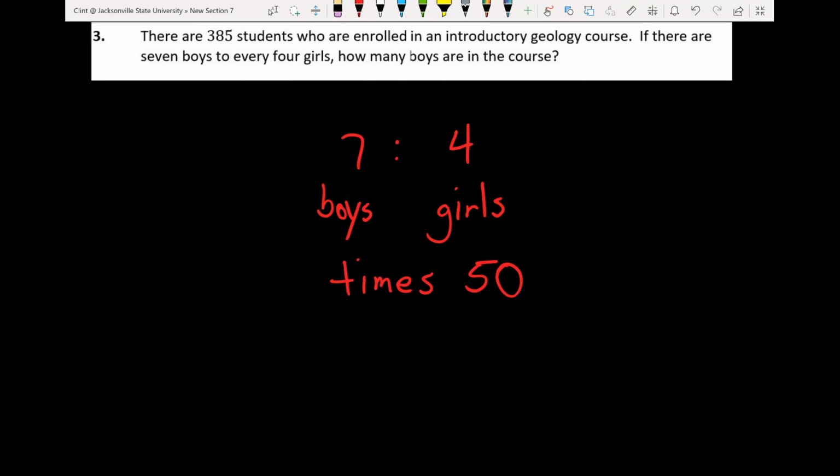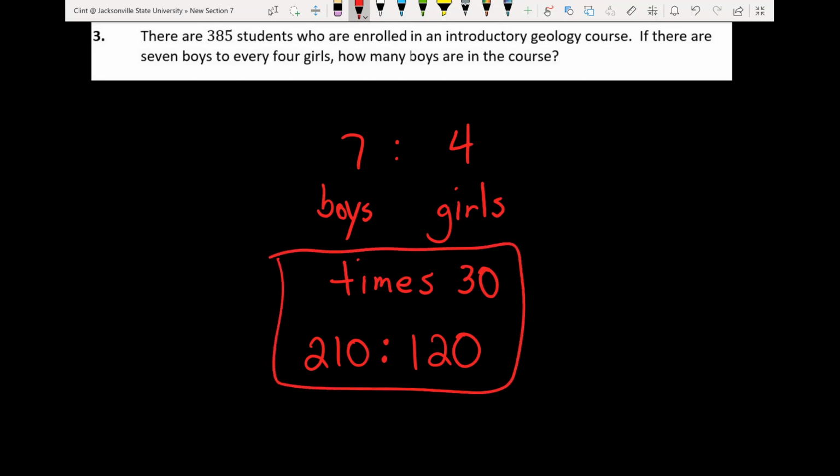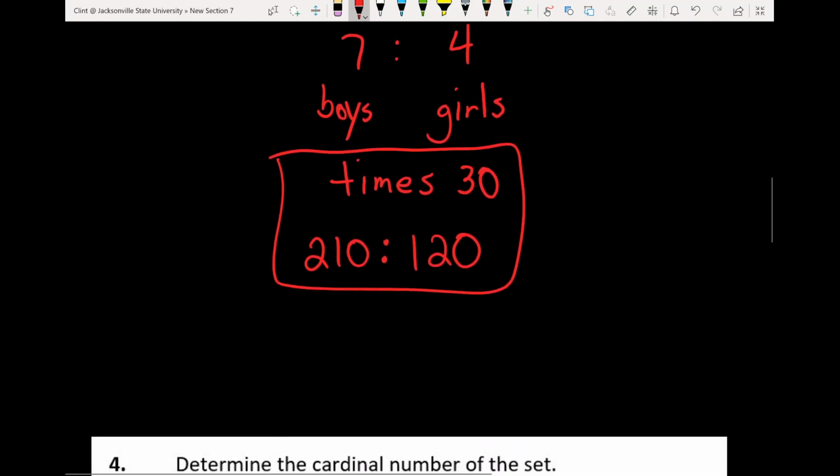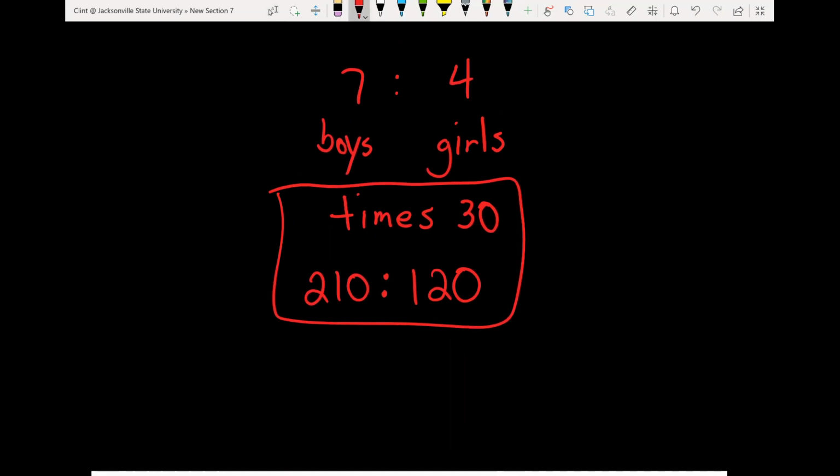So let's try something smaller. Let's try times 30 maybe. 7 times 30 would be 210 boys. 4 times 30 would be 120 girls. What do we get there? We get 330. So we're closer, but we need to multiply by something a little bit bigger than 30. So I'll put this in a box here. That was times 30. Let's try times 32.